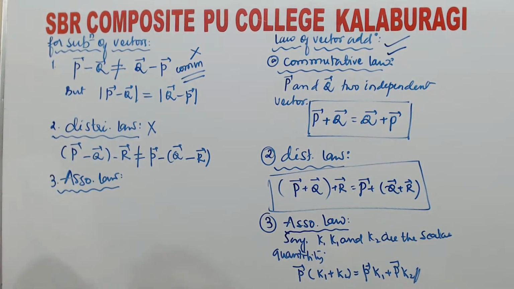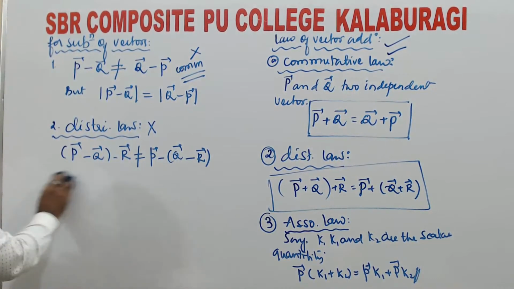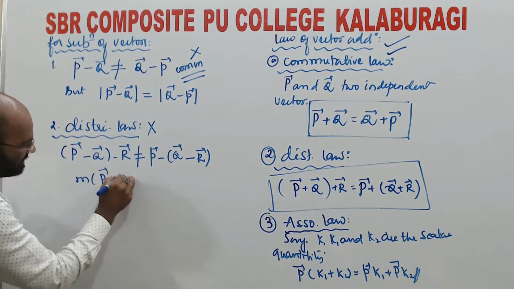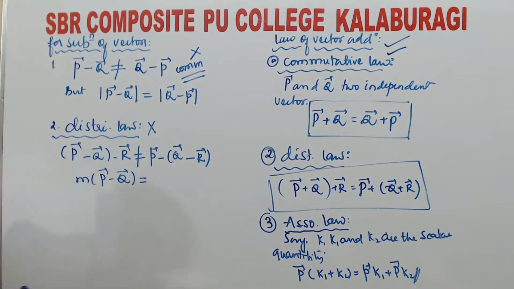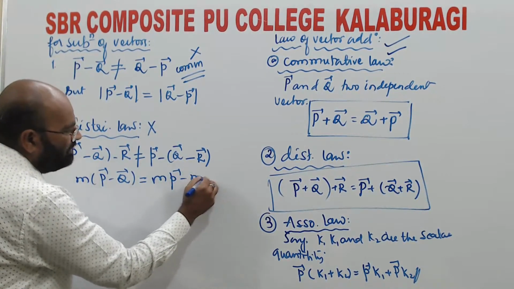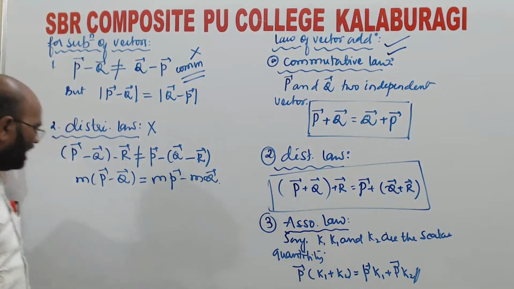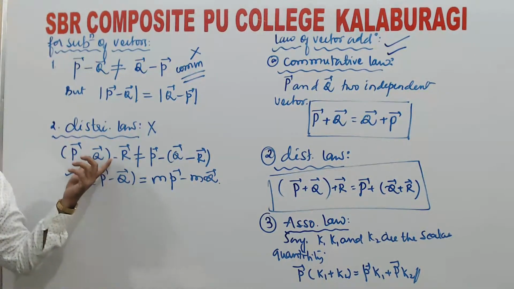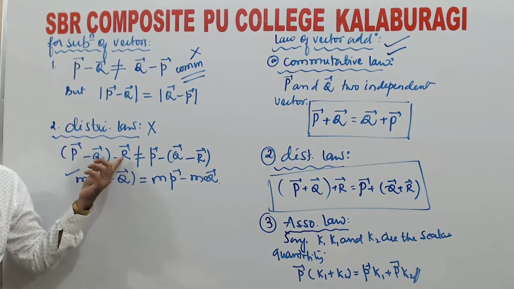But one more condition, remember, for the distributive law, we can write one more condition. If I multiply the given value m into vector P minus vector Q, then we get m into vector P minus m into vector Q. It means under this condition it will be obeyed. But in the other condition, the distributive law is not obeyed.